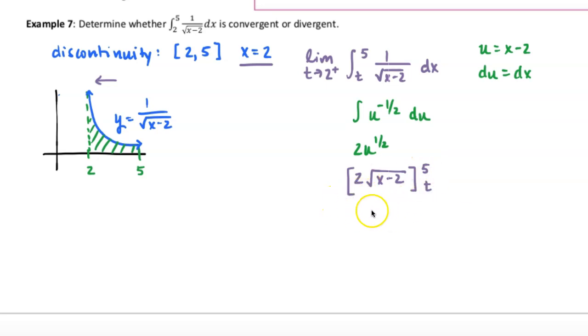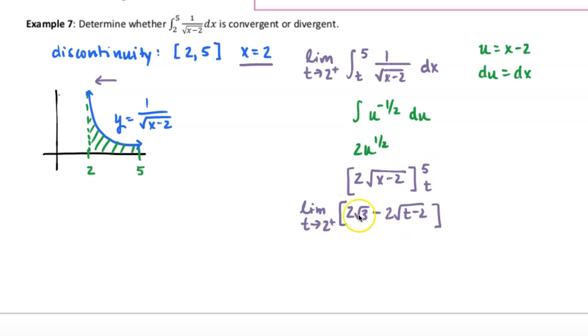And so let's simplify before worrying about our limit. When I plug in 5, I get 5 minus 2, so that's 3, and so I get 2 root 3. And I'm subtracting from this 2 times the square root of t minus 2. And now I'm looking at that limit, the limit as t approaches 2 from the right.